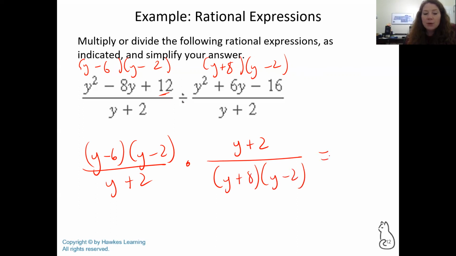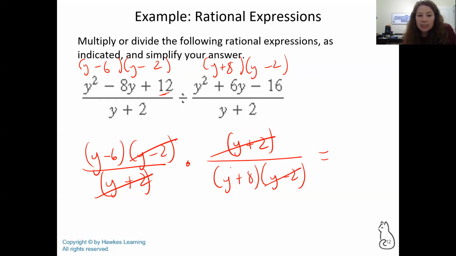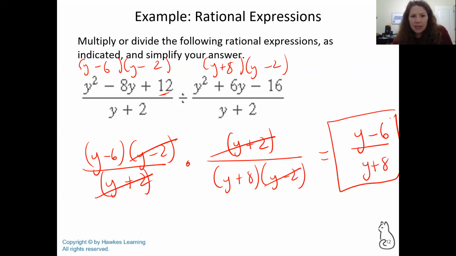All right, so since we're multiplying, we can simplify up and down and diagonally. So since this matches this exactly, those cancel. We get 1 and 1. And then our y minus 2's cancel. See that? So what are we left with in the numerator if we multiply straight across? We have y minus 6 over y plus 8. And that is our final answer.